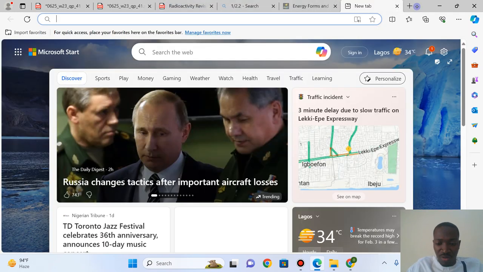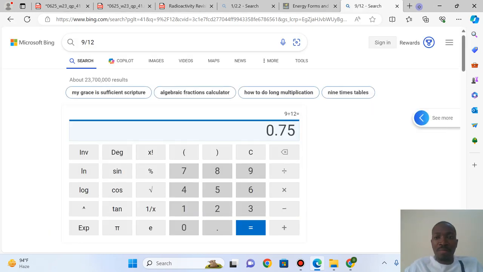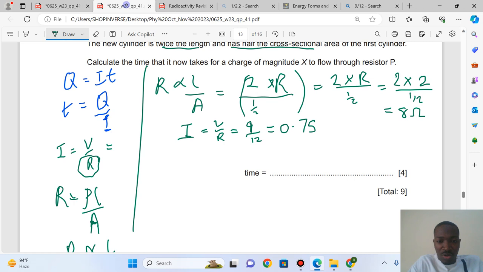0.75. Let me just confirm that. 9 divided by 12. Good. 0.75. So let's finish it up. I know Q equals IT. So to get time, T equals Q divided by I.